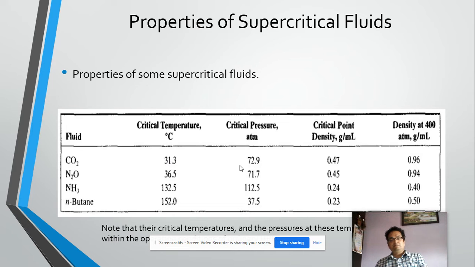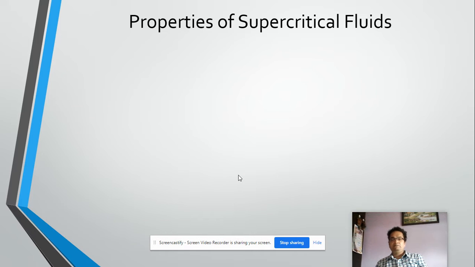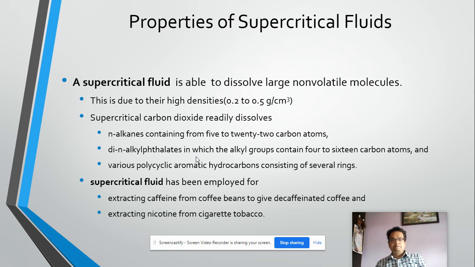These conditions are quite controllable. These conditions are similar to those which we generally use in the HPLC. Same is the case for nitric oxide. So they have the critical temperature and pressures well within the range of control, and therefore they can be easily used for the chromatographic purpose.